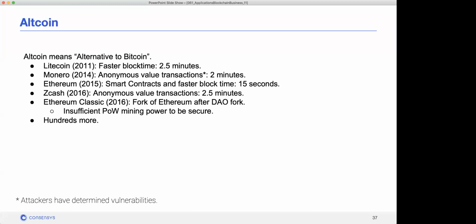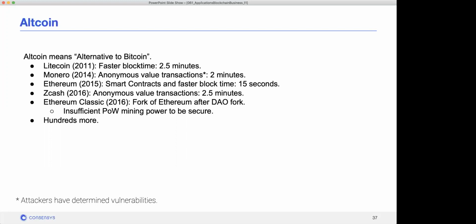There was Monero, and it aimed to give you anonymous value transactions. And unfortunately, some attackers have determined some vulnerabilities in the last year or two, but they had a 2-minute block period. Ethereum came along and it offered those smart contracts, so the programmable logic on the chain. And so it's down to about a 15-second block period. Zcash, pronounced with an American Z, does anonymous value transactions like Monero, but by a completely different mechanism.